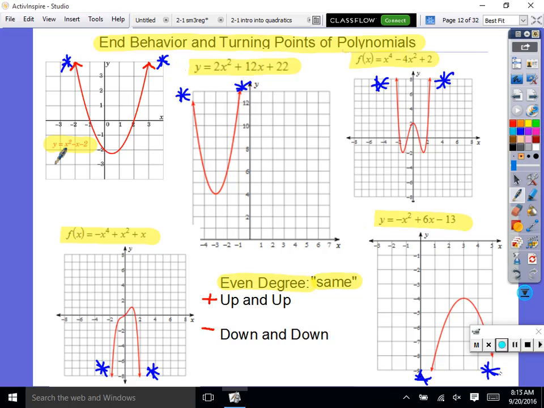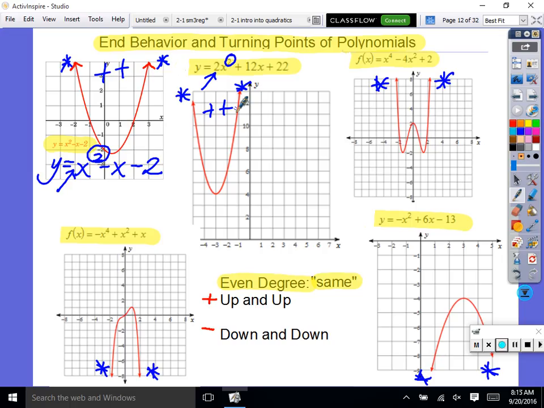So everybody look up here. We have y is equal to x squared minus x minus 2. It's an even degree, so it has the same end behavior. It's a positive in front of the highest degree, so it'd be up and up, like a smiley face. Positive people like to smile. Okay, let's look at this one. So this is a quadratic. We have degree 2, correct? And isn't positive 2 a positive? So that's up and up. Just like positive people like to smile.